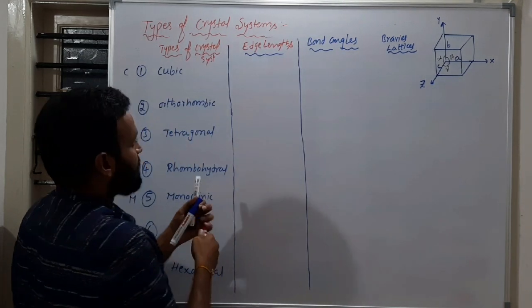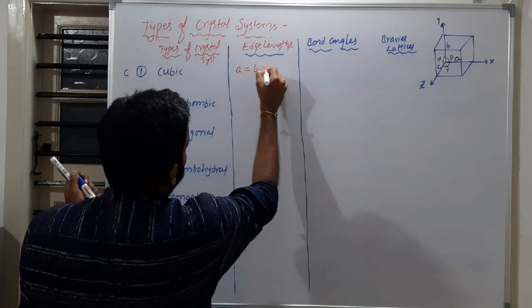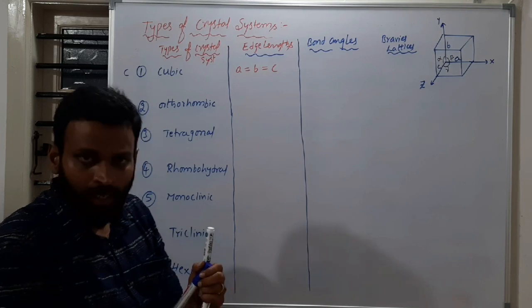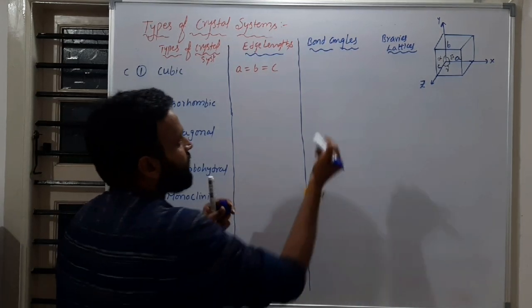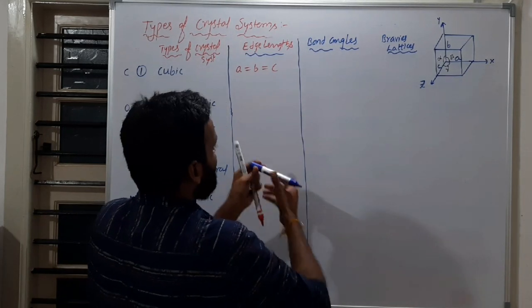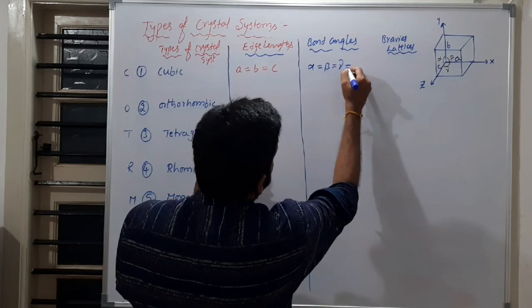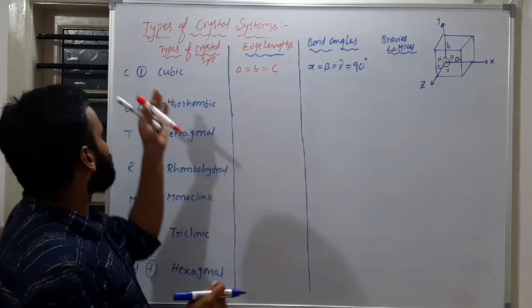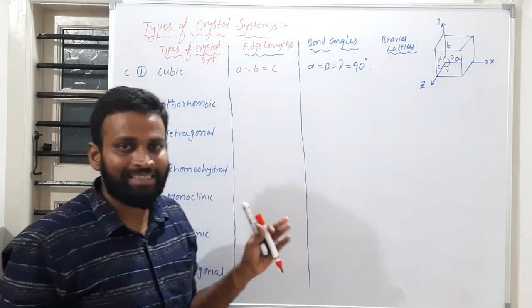So what is the edge length here? A is equal to B, B is equal to C. That is edge length. Okay, and what does the bond angle mean? As I have shown here, the bond angles are the same. So alpha is equal to beta, beta is equal to gamma is equal to 90 degrees. That is for cubic. So as I showed, 7 types of crystal systems.